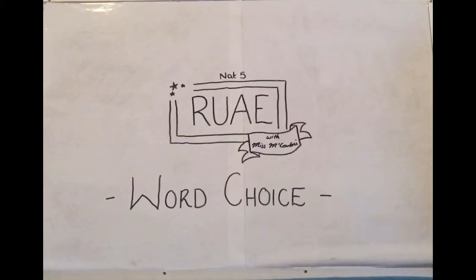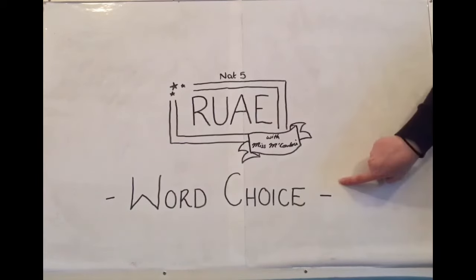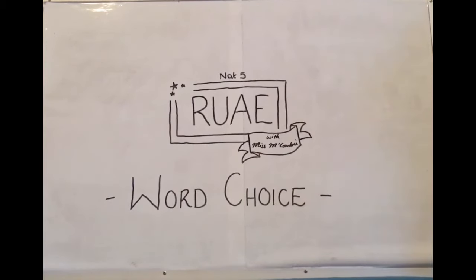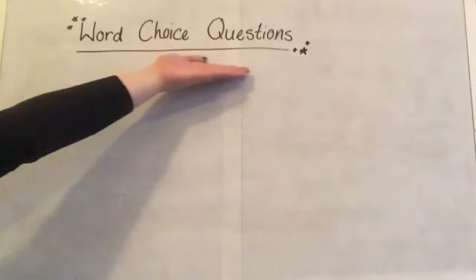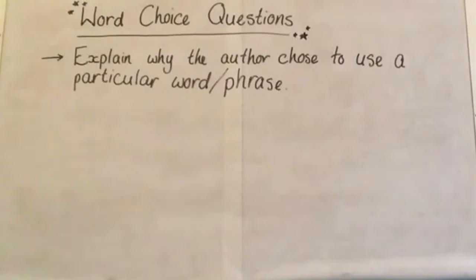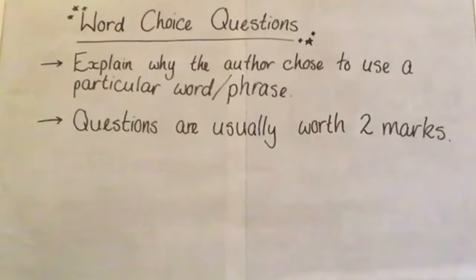I am Miss McCombie, and this week we are moving on to our analysis questions by starting off looking at word choice questions. So let's go. So what do you need to know about word choice questions? Well, they are the first analysis question that we are going to cover in this series. These questions are basically asking you to explain why an author chose to use a particular word or phrase. Authors use our associations with words to make us feel a certain way. The questions are usually worth 2 marks.